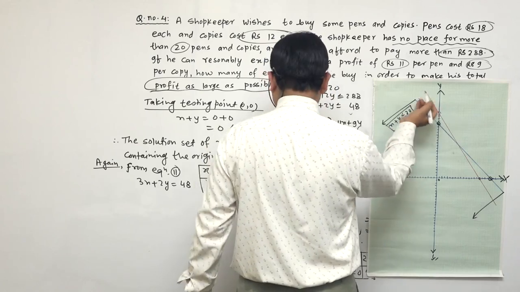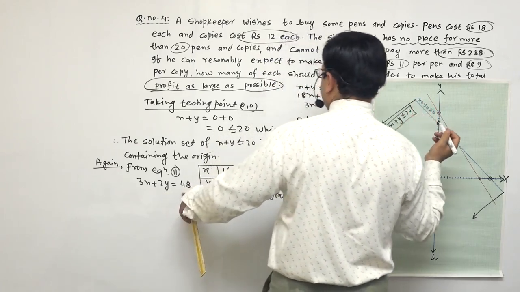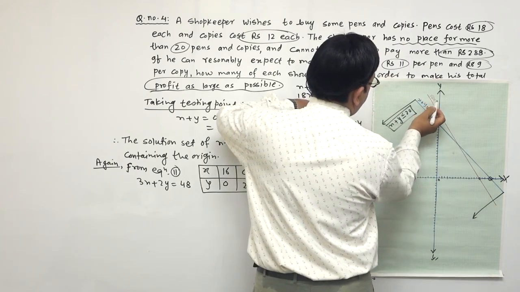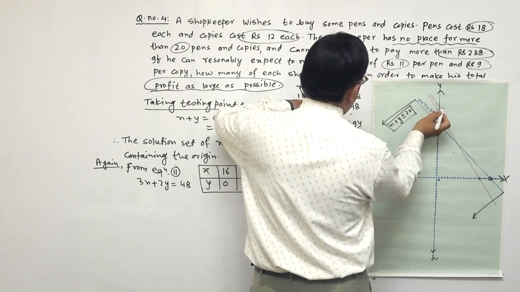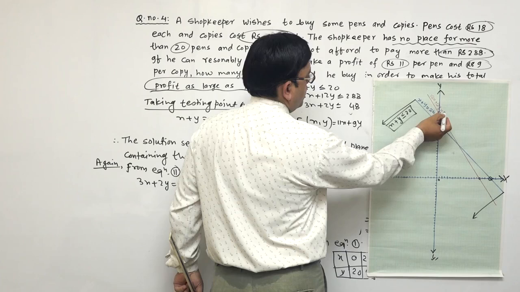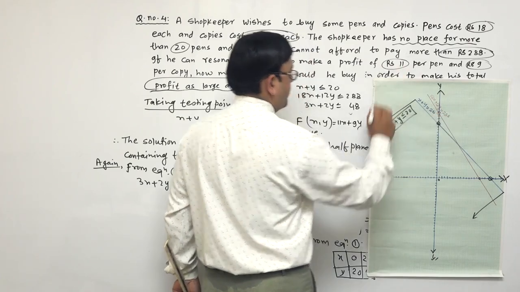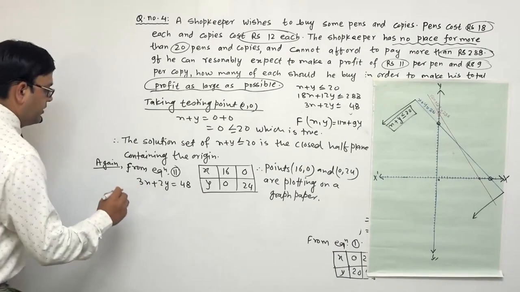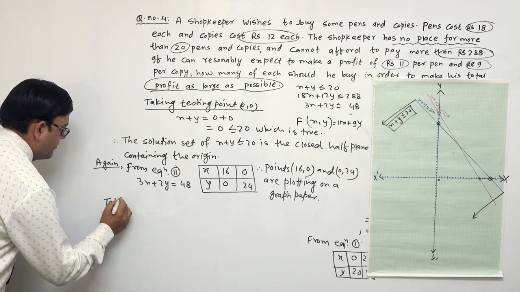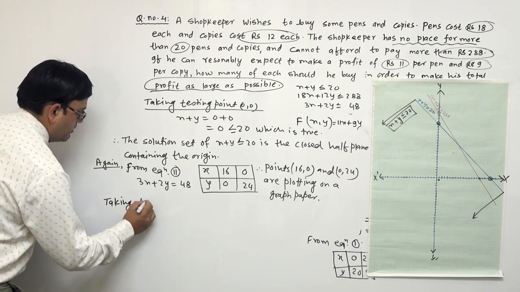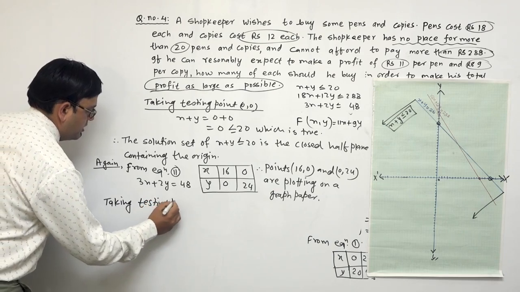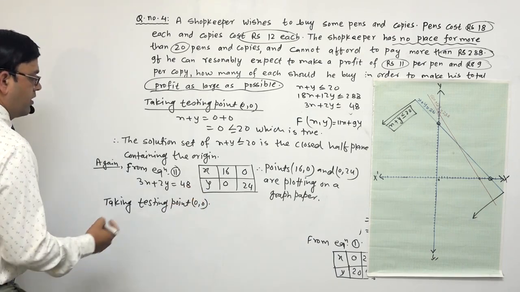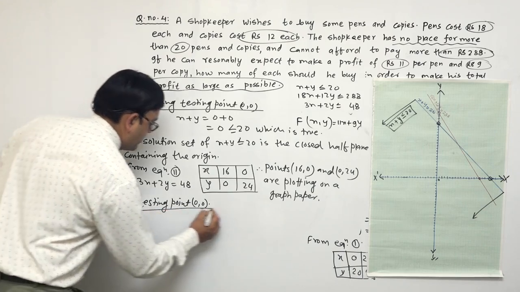The name of this line is 3x plus 2y is equal to 48, or we can write 18x plus 12y is equal to 288. Now we also take a testing point for this one. Taking testing point 0, 0. Since the line does not pass through 0, 0, we can take 0, 0 as the testing point.